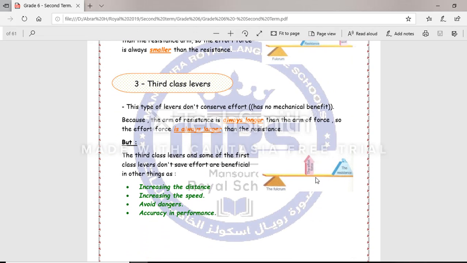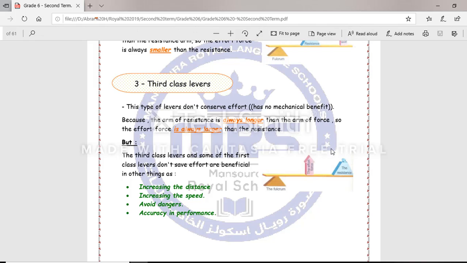In the third class levers, I have the effort force between resistance and fulcrum. So here, the effort arm is shorter than the resistance arm. So in the third class lever, the arm of resistance is always longer than the arm of effort force, so the effort force is always larger than resistance. So the third class levers has no mechanical benefit. Why? Because the arm of resistance is always longer than the arm of effort, so the effort force is always larger than the resistance. What is the importance of the third class levers?